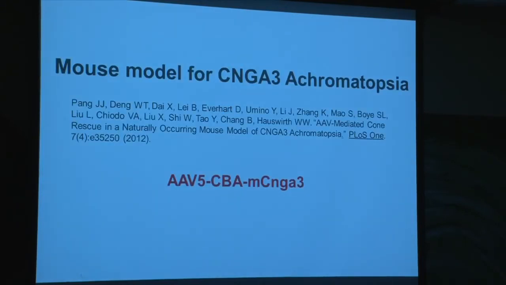The second model was for the A3 form of achromatopsia, one of the subunits of the cation channel. Again, serotype 5. We used a CBA, a general promoter here. Subsequent to this paper, we have used the PR2.1 as well, and it works just fine. And it's using, with the mouse, CNGA3 cDNA.